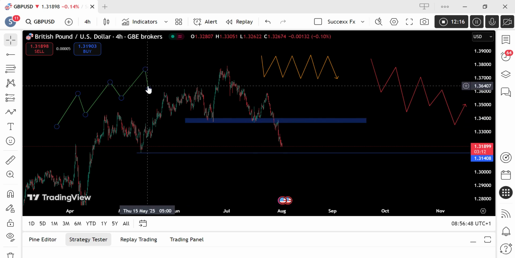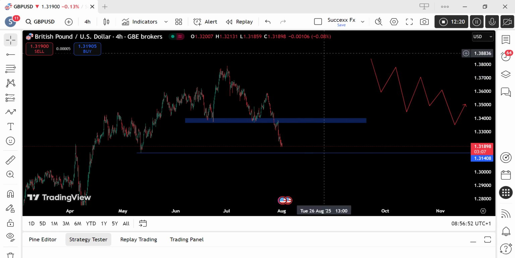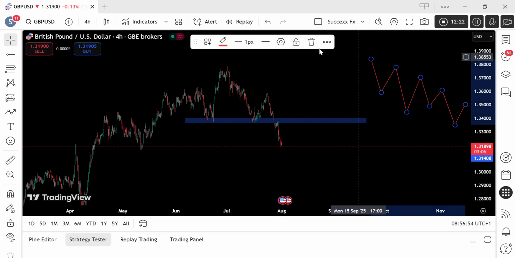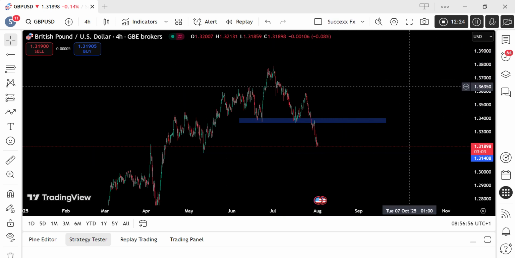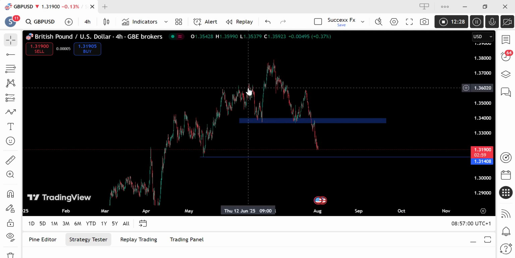So, guys, that is how to trade the head and shoulder pattern. Whenever you see this pattern in the market, be rest assured that it's a sell. When you see head and shoulder.